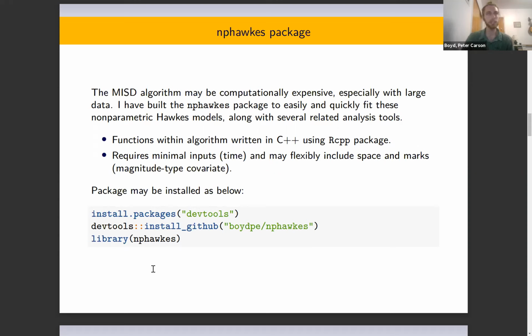So in order to get this going, we'll first want to run these lines of code as the package is currently available on GitHub.